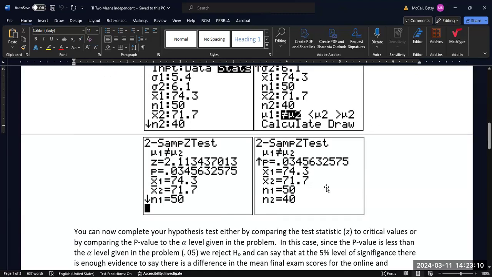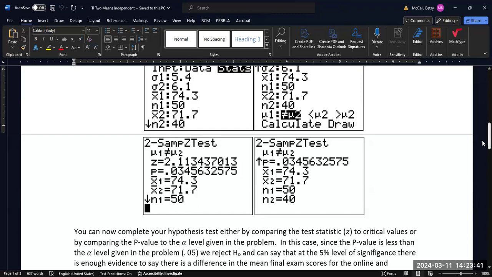Now, again, this is going to be a little longer, but they can actually fit on one full screen. But at the top, it's going to state your alternative, which is that the two means are not equal to each other. The z-score that you're going to get is 2.11. The p-value is 0.03. And they're also going to remind you what the means and the sample sizes were for the two groups.